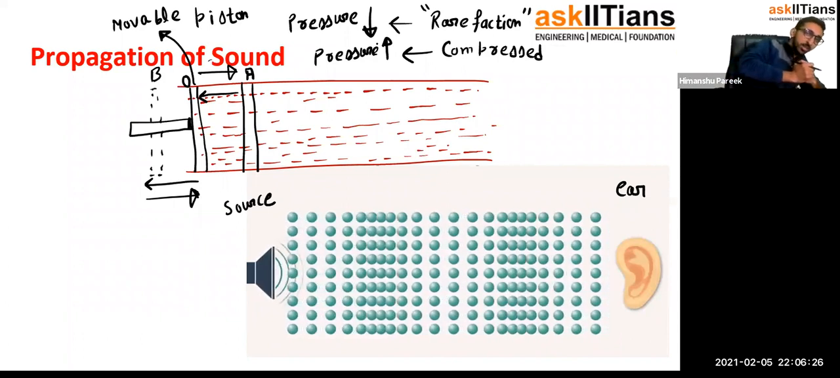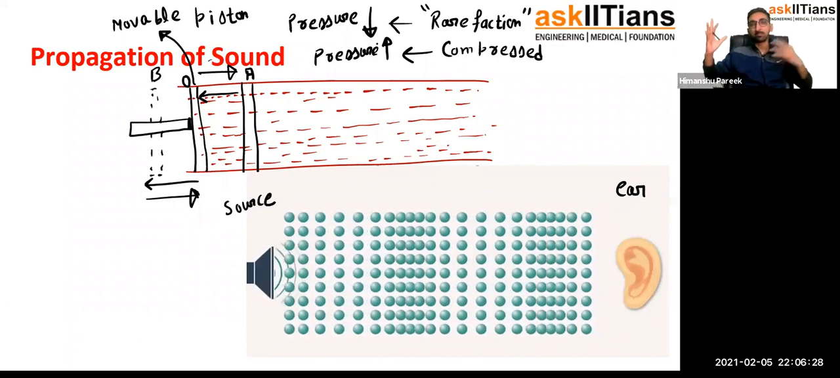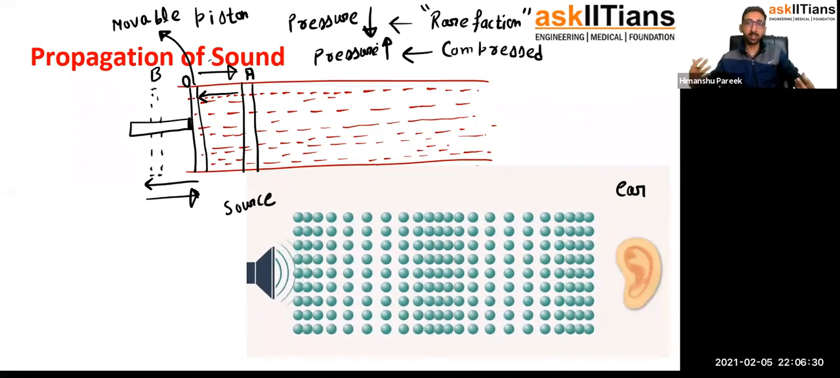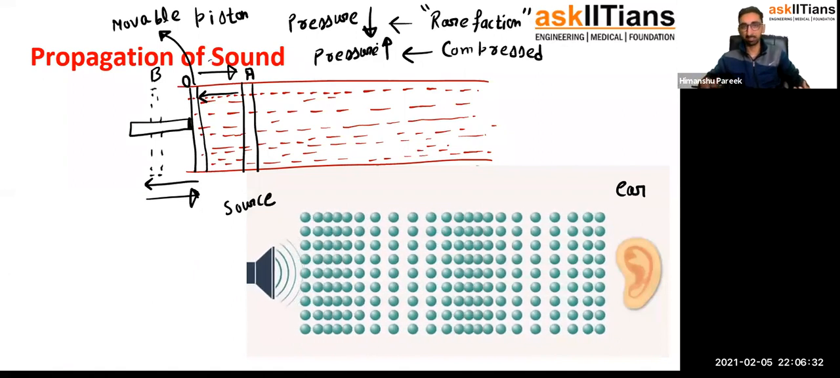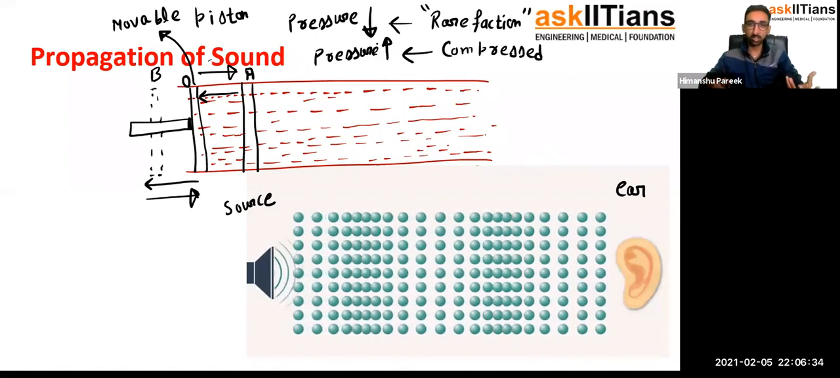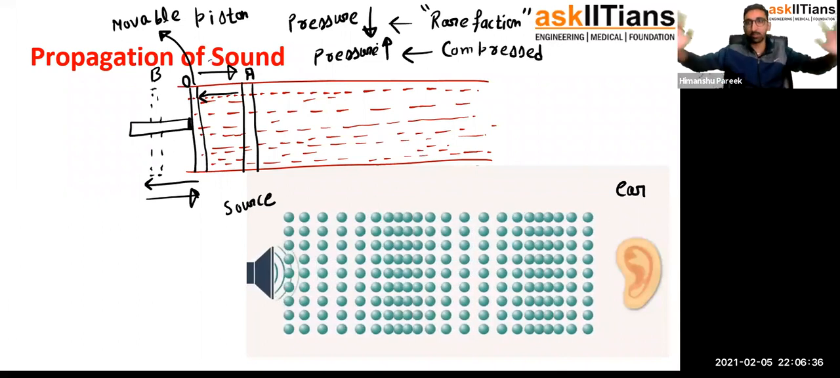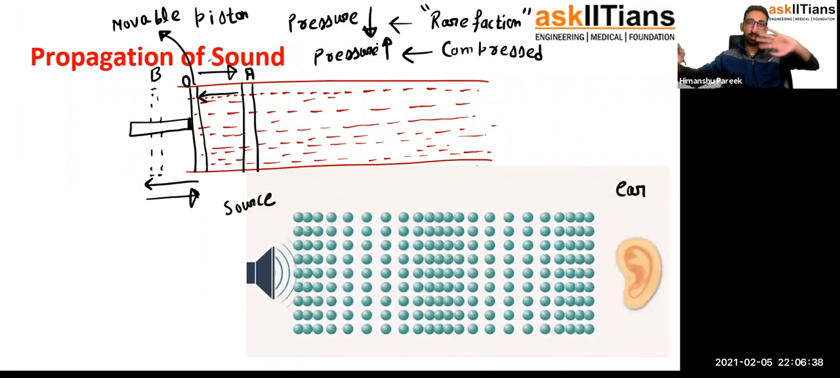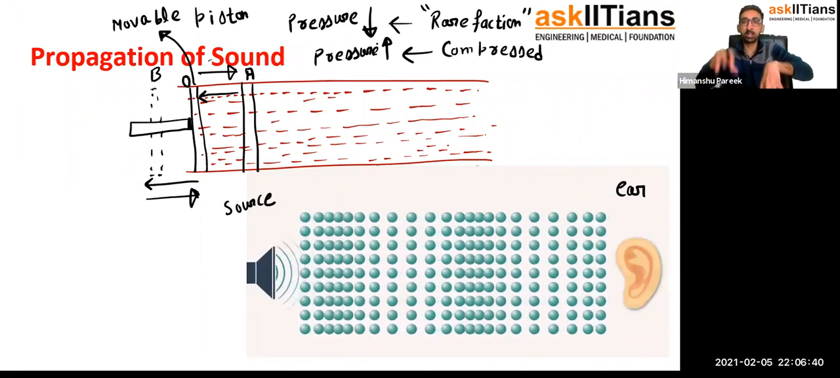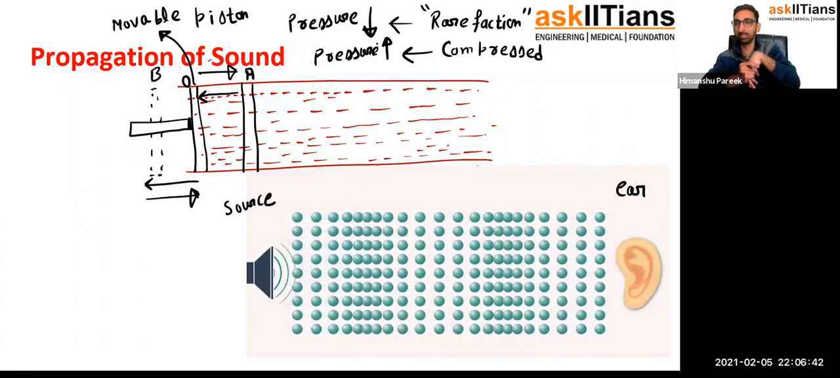When I'm going this way, the volume is expanding, right? So when volume is expanding, the density is decreasing. And pressure is of course decreasing because gases are going far away now. Okay. So rarefaction means low pressure. Compression means more pressure. Am I clear?